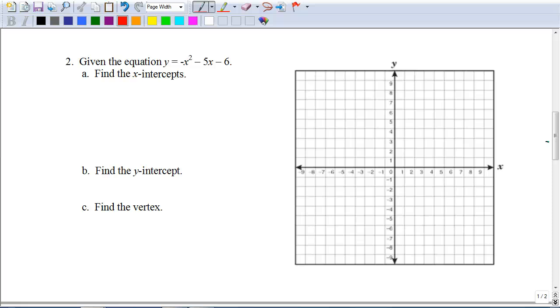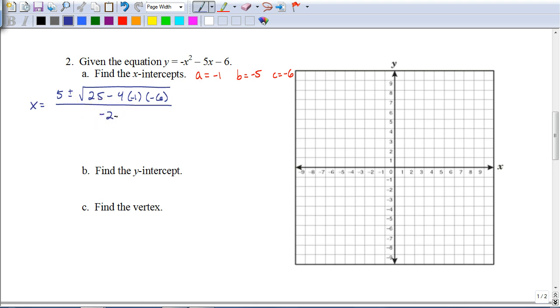Okay, let's see how far you got. First off, to find the x-intercepts, remember we're going to use the quadratic formula. So a is -1, b is -5, and c is -6. A lot of negative numbers there. So first off, put these in our quadratic formula. It's the opposite of b, so 5 plus or minus the square root of b squared, which would be 25, minus 4 times a, which is -1, times c, which is -6. All of that divided by 2a, so that would be -2 in our denominator.